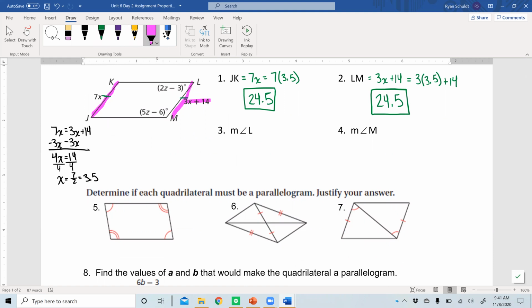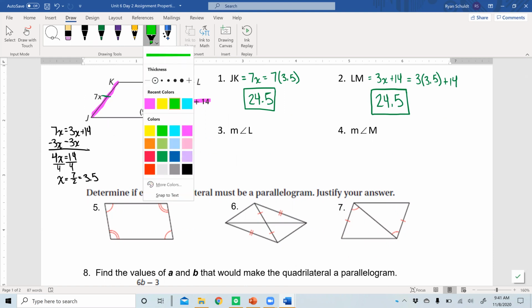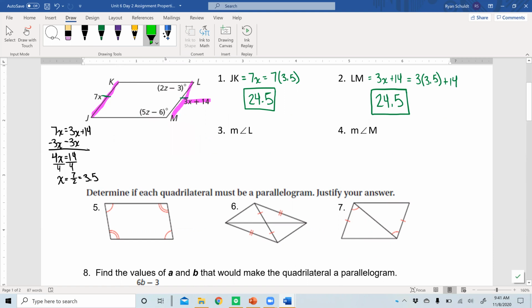Okay, next one. They ask us to find the measure of angle L. So angle L is right here. It's 2z minus 3. But what's our problem? We don't know z. However, what do we know about angles that are side by side? Consecutive angles add to 180. So let's do that.